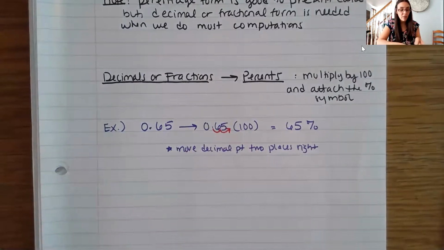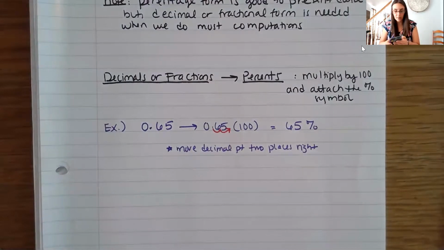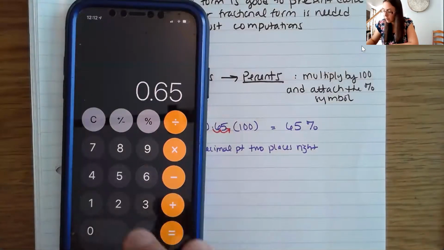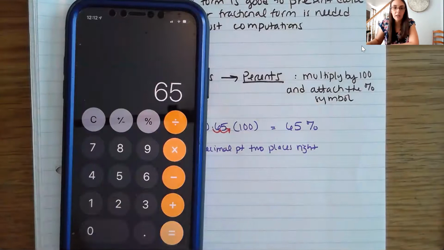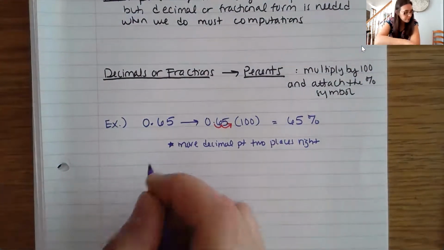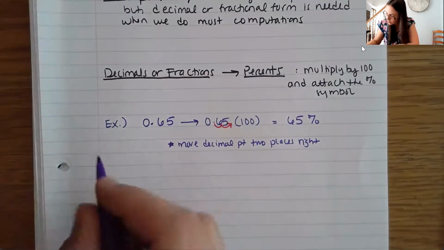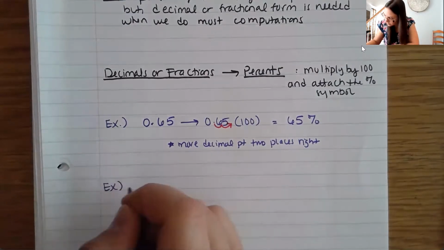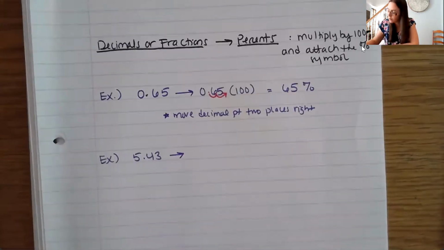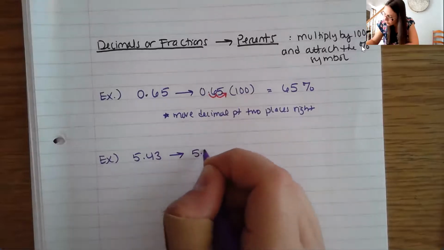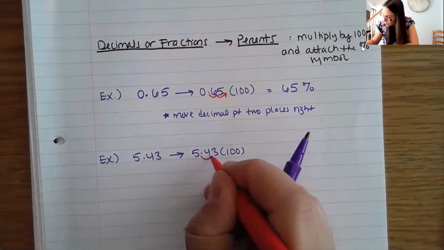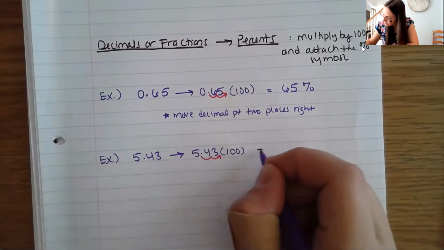Now, if you're having difficulty with this and you're making a lot of mistakes, you can just take that 0.65 and multiply it by 100 on your calculator, and it'll give you the answer there as well. Let's say my decimal was 5.43. Well, we multiply it by 100, which means we move that decimal 2 spots to the right. So we get 543%.